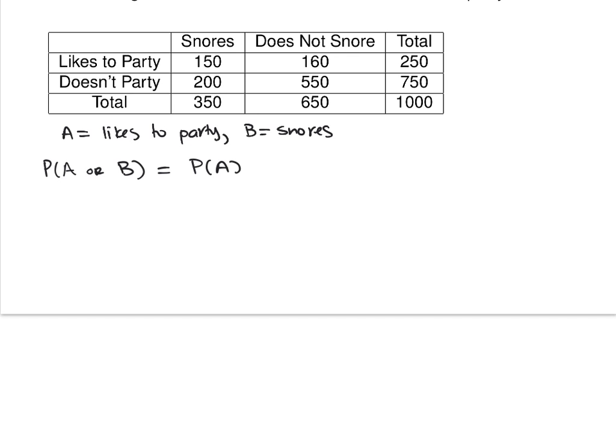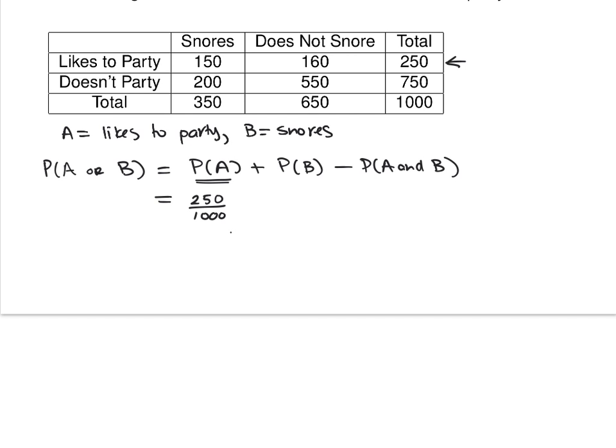So that's P of A plus P of B minus P of A and B. Okay, so is everyone all right with the application of the rule, what A and B stand for? All right, so how many people total in this table like to party? Out of how many people total? 1,000. See, that's the whole row, right?